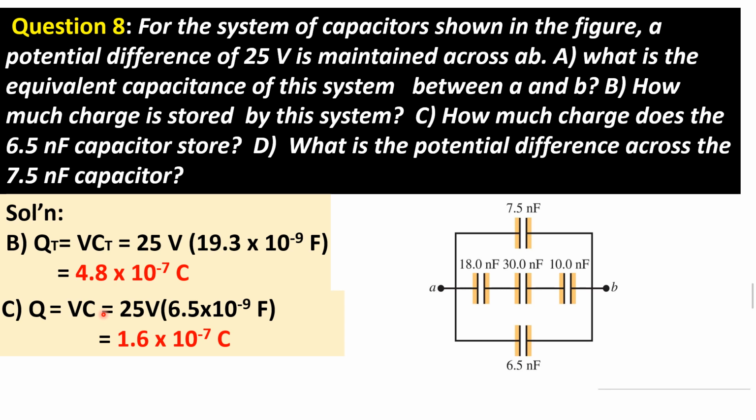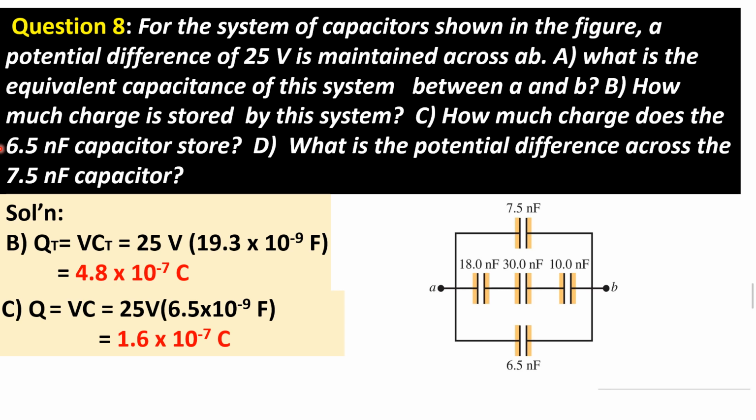Since in a parallel combination of capacitors the voltage across each capacitor is the same, all we need to do is multiply that constant voltage, 25 volts, by the given capacitance, 6.5 times 10 to the negative 9 farad, and we get Q equals 1.6 times 10 to the negative 7 coulomb. This is the charge stored in the 6.5 nanofarad capacitor.